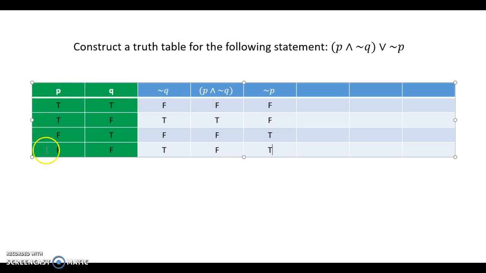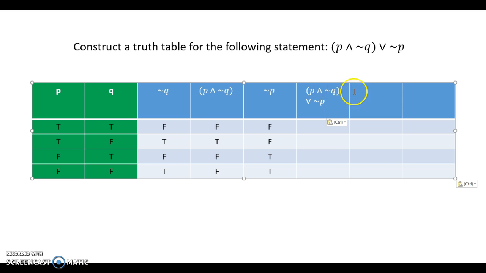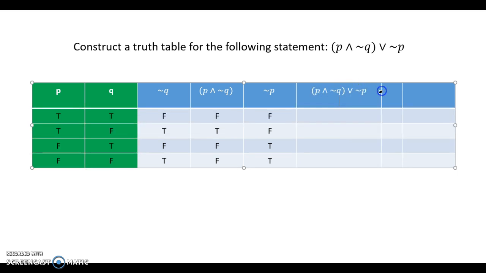Everything the opposite value of what it was in this P column. Okay, now I've got everything I need for my final statement. Let me stretch that over there. So notice I have this column right here, and I have this column right here. So now I just need to interpret what this or means.